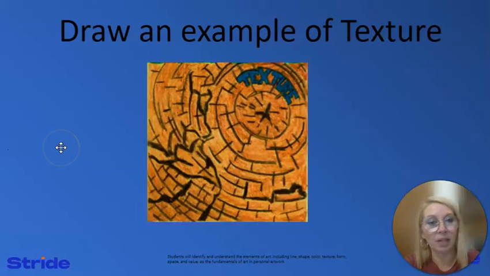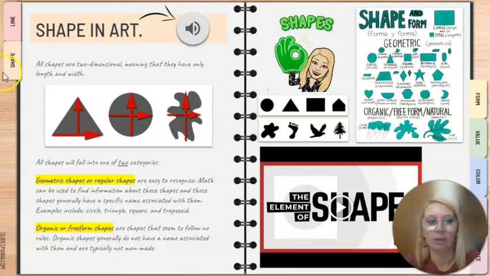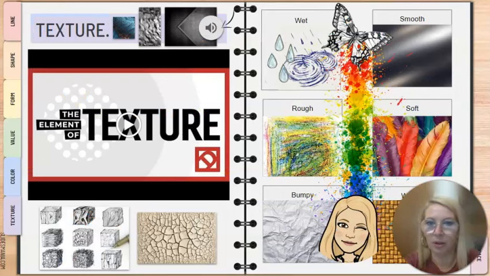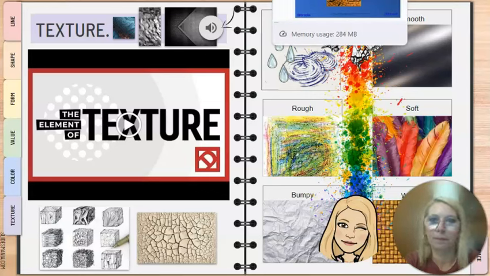Now this one's a little bit tougher. Let's try an example of texture. Let's go back to our notebook. Oops, went on the wrong one. There we go. As you can see, texture is the way something feels. Wet, smooth, soft, rough, bumpy, woven. And you can always stop it and press play again when you're ready to go.